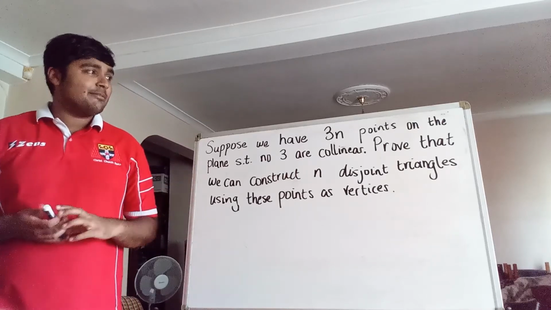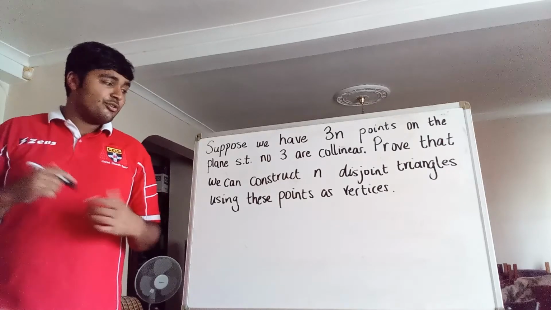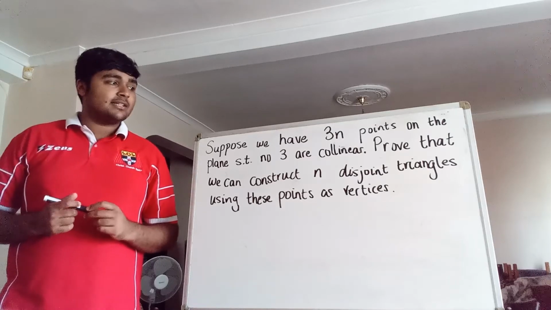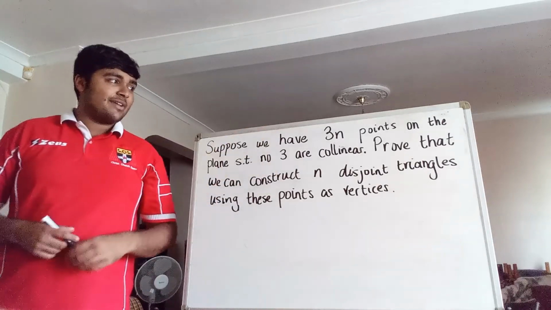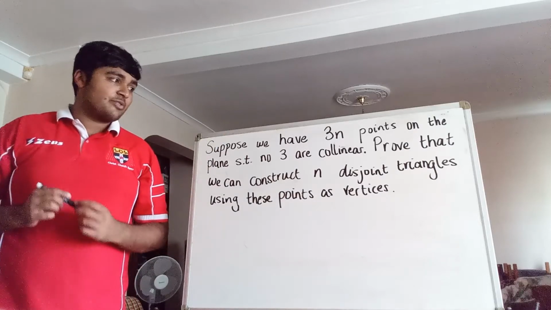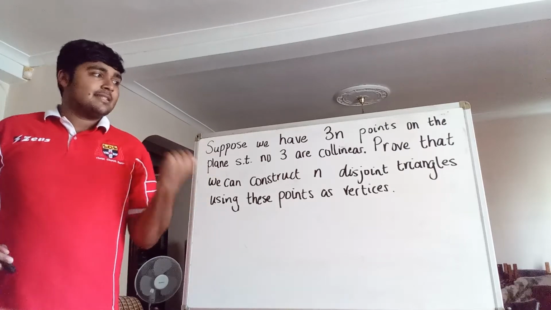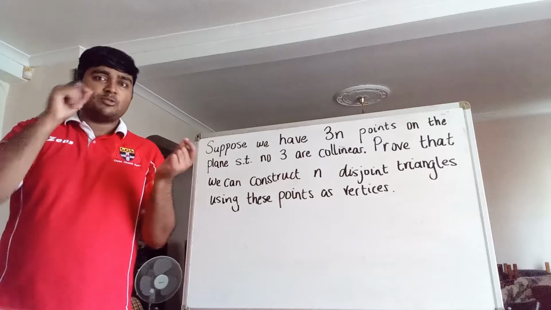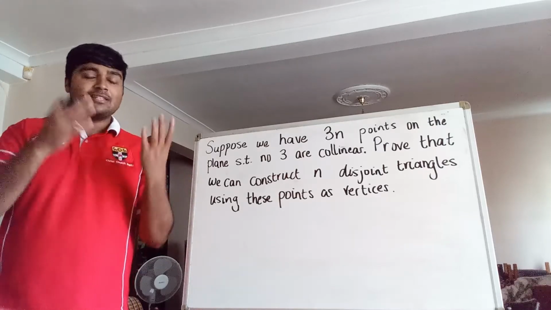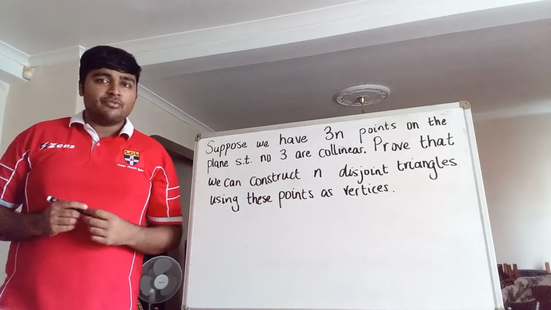We have 3n points on the plane such that no three are collinear. We want to prove that we can always construct n disjoint triangles using these points as vertices. So if n was 10, we'd have 30 points scattered across the plane such that no three lie on the same straight line, and we want to prove that from these 30 points, we can construct 10 disjoint triangles using those points as vertices. By disjoint, no two triangles are allowed to share edges or intersect or even share vertices. So we have to use all 3n of the vertices.